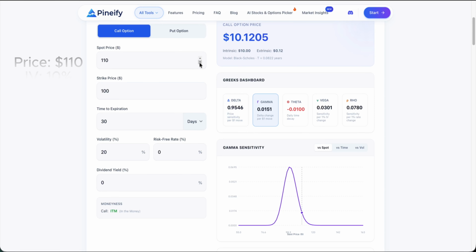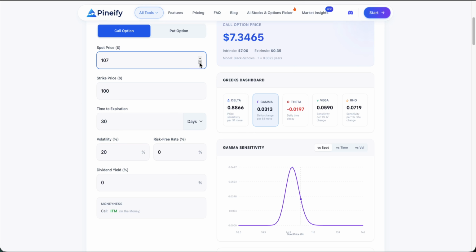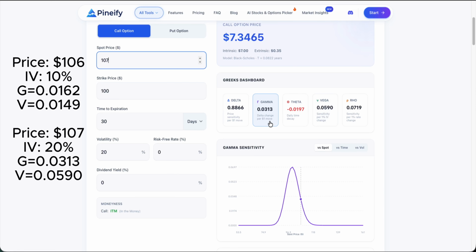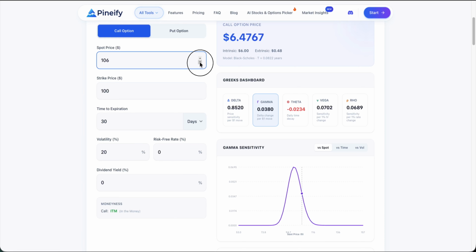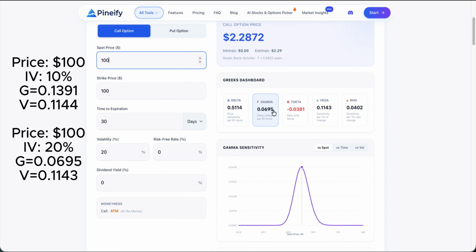And as we go back again towards at the money, they increased further and increased more significantly, all right? And when they approach at the money, you'll see that the Gamma reached close to 0.07. The Vega remained the same. It was 0.1144, but now it's 0.1143. So this is pretty much the same Vega, but the peak Gamma has been reduced considerably because of this changing profile of the Gamma sensitivity.